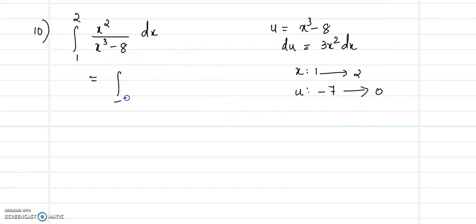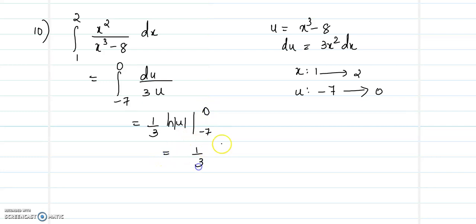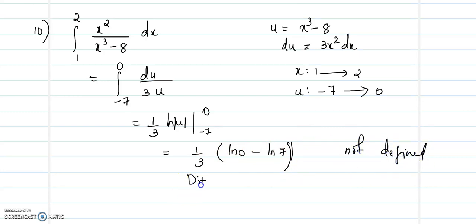So this will be the integral from minus 7 to 0, where x square dx will be du by 3 and x cube minus 8 will be u. So we will get 1 by 3 times the integral of 1 by u, which we can write as log mod u, with limits from minus 7 to 0. So this will be 1 by 3 times log 0 minus log of modulus of minus 7, which is log 7. We know that log 0 is not defined, so this will be not defined. Therefore the integral will be divergent in this case.